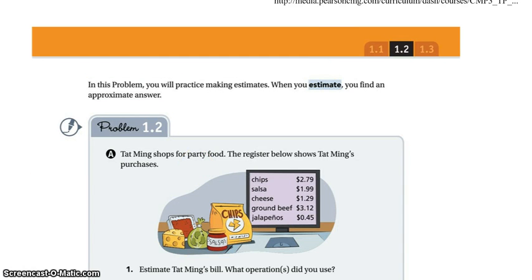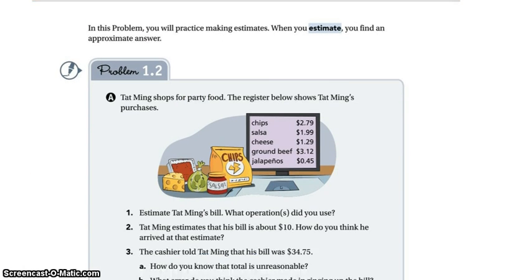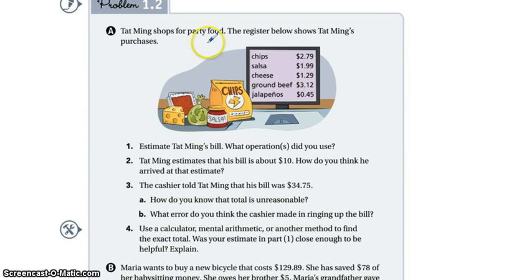Okay, so now we're going to take a look at A1. In A1, Tat Ming is shopping for party food. Okay, cash register here, he's buying chips, salsa, cheese, ground beef, and jalapenos. So he's making some cheese dip, and he's going to serve some nachos. All right, so he bought chips for $2.79, salsa for $1.99, cheese for $1.29, ground beef for $3.12, and jalapenos for 45 cents. It says estimate Tat Ming's bill. What operations did you use?